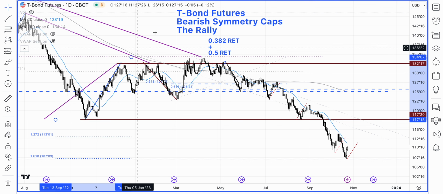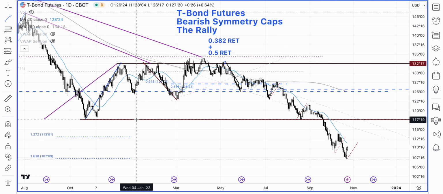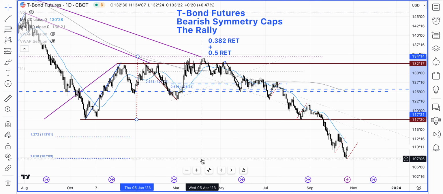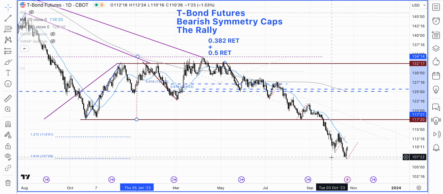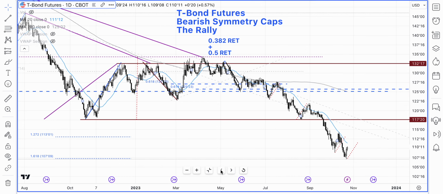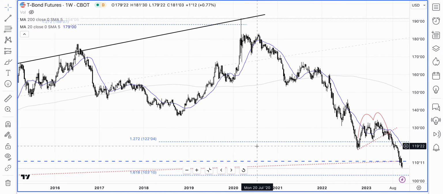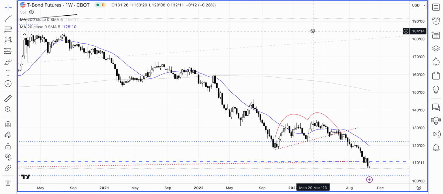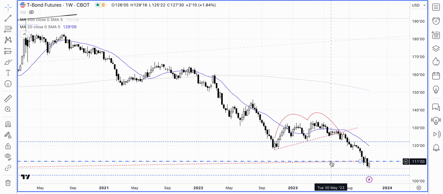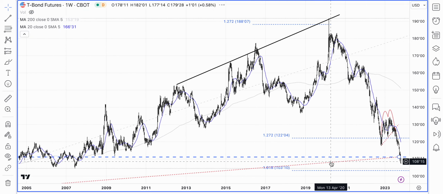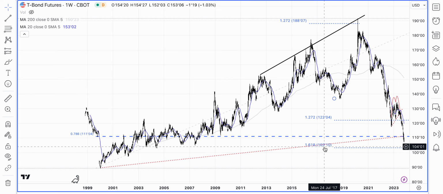Let me try to draw it for you like this. Here we go. If we just take an expansion of this entire range, we get the 1.618 around 107, and this is where the market went and saw strong support, or buying, come in. Let's move to the weekly chart. Here we go. One of the other things we were watching for was this level around 110, which was basically the 78.6% Fibonacci retracement.